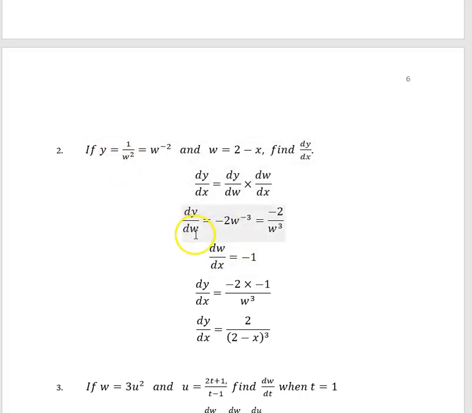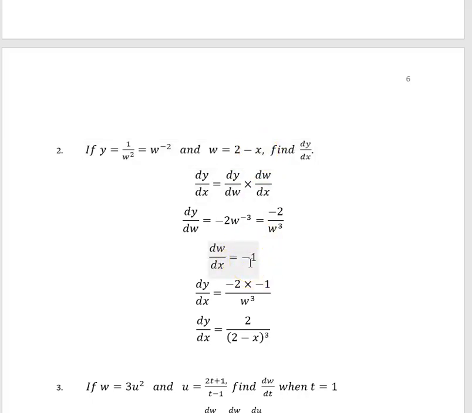For dy/dw, use the power rule: bring minus 2 to the front and subtract 1 from the power. It gives you minus 2w to the power of minus 3. At this point, you can bring this down using your exponential rule of negative power, and it becomes a positive exponent. The next thing is to differentiate w with respect to x. If you differentiate that, the constant becomes 0, and it becomes minus 1.